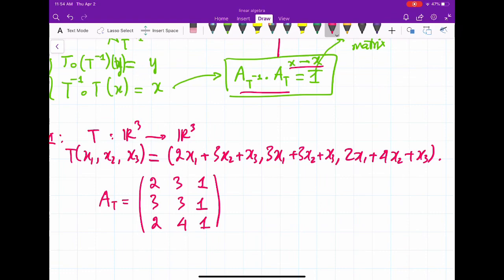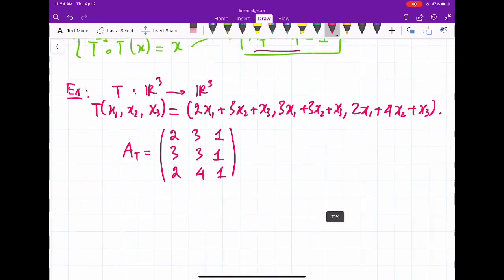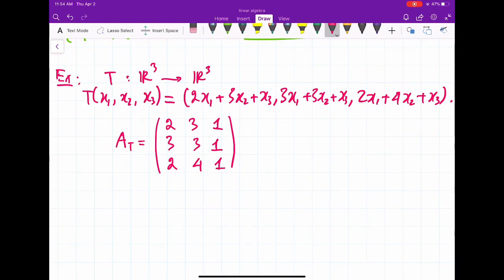I need to test if this matrix is invertible or not. If this matrix is invertible, then our linear transformation is invertible. Make sense? Invertible or not? For that, we just need to test the determinant, right? For A_T, you can find the determinant easily.